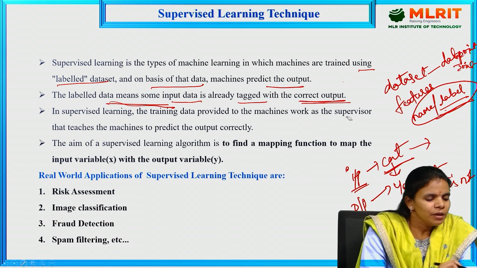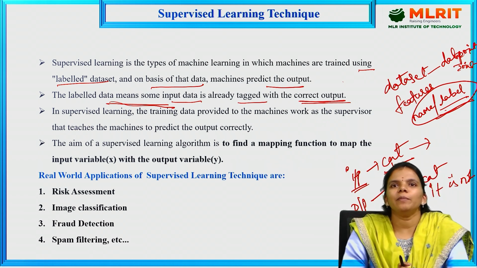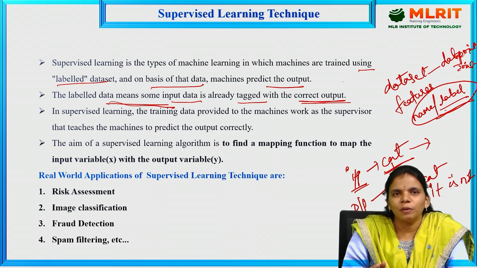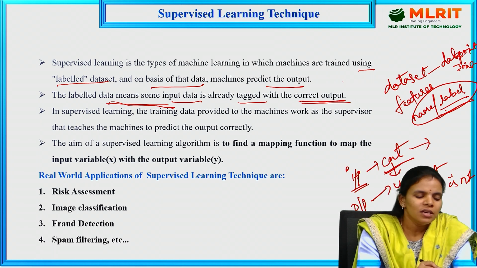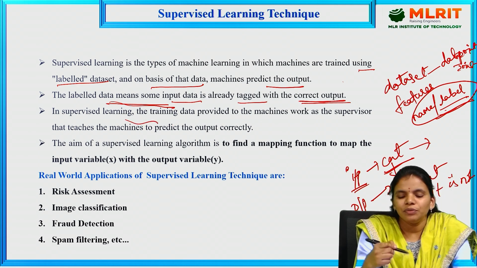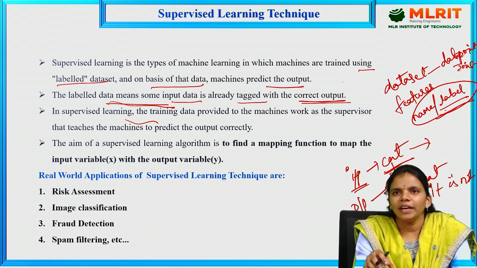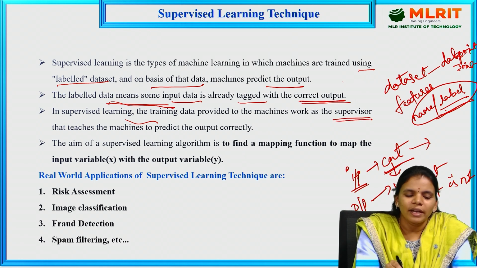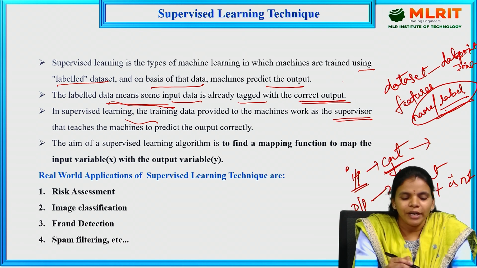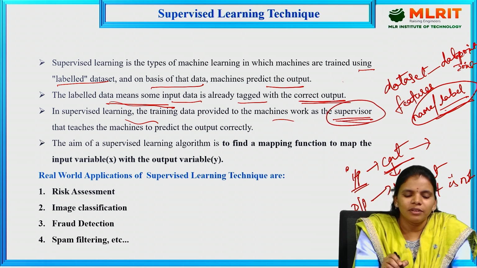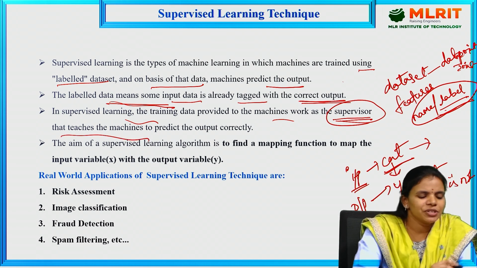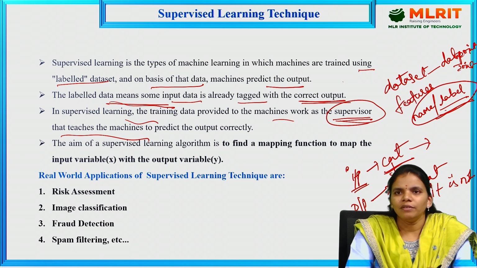Next, in supervised learning technique, the data provided to the machines works as a supervisor. Why is it called supervised learning? Here we are using a labeled data set, which means we are giving a particular name to the data points. So the data which you are providing to train the system works as a supervisor to the system, that teaches the machines to predict the correct output for future purposes.